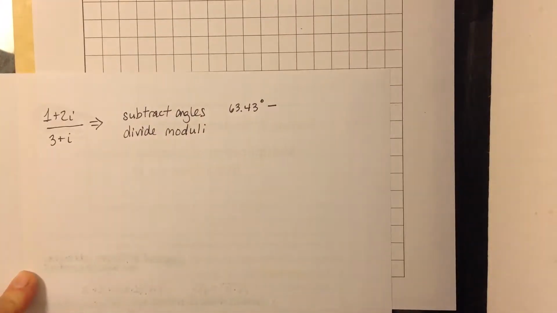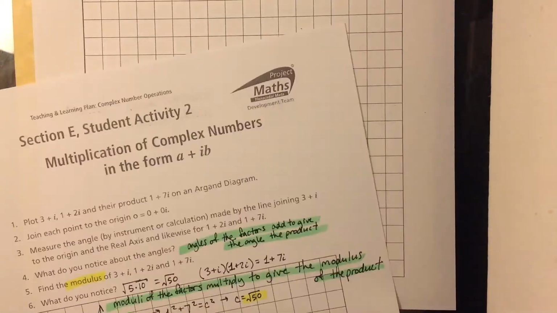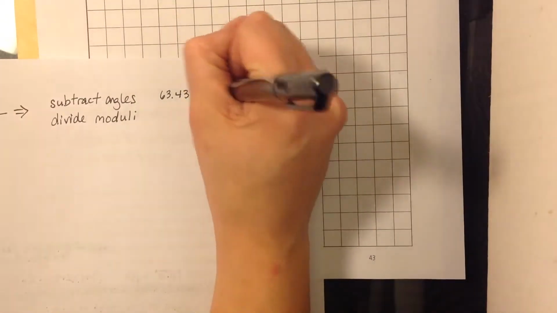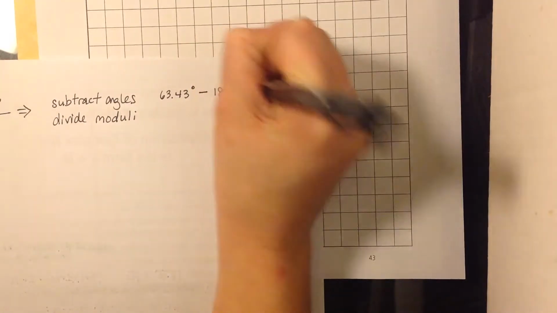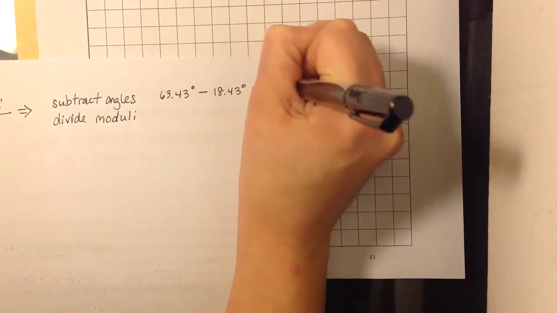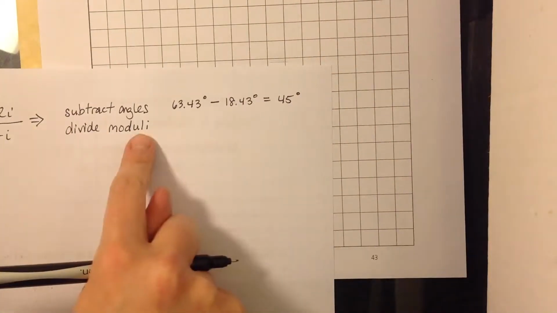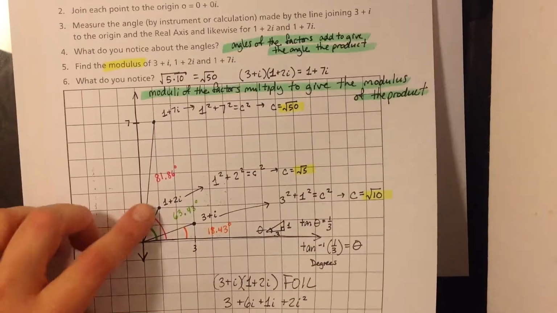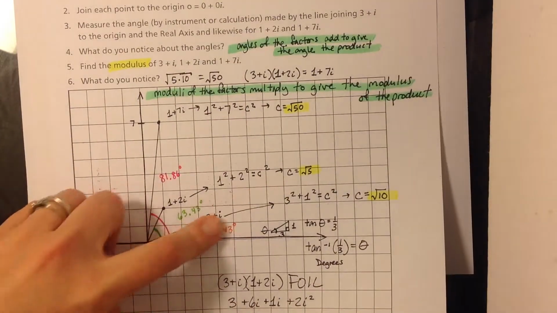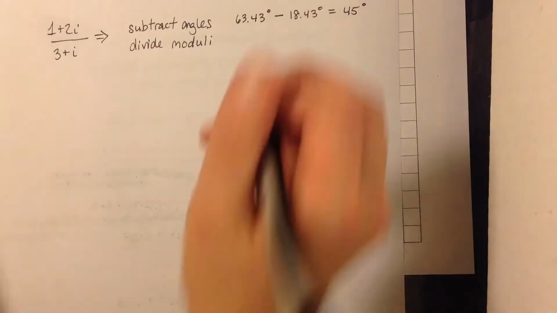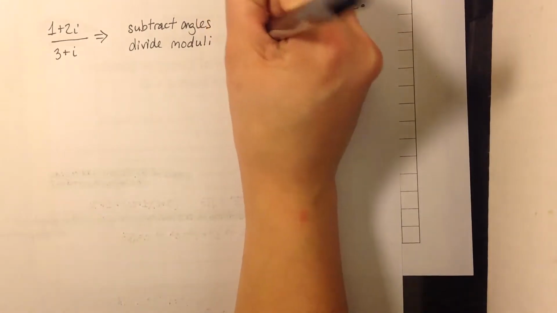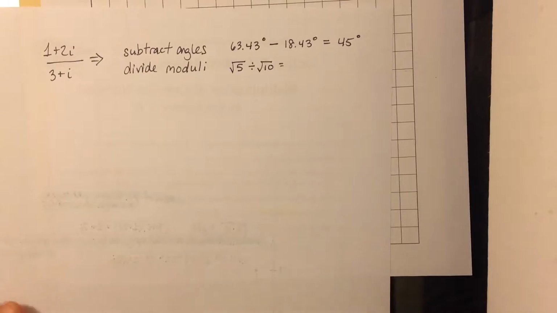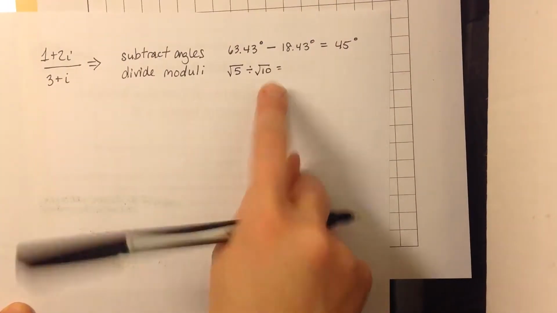I'm suggesting we subtract them, subtracting 18/43 right there, which would give me a nice 45-degree angle. And I'm suggesting we divide the moduli. So the modulus of 1 plus 2i was the square root of 5, and the other was the square root of 10. So that would be the square root of 5 divided by the square root of 10, which I can simplify to the square root of 1/2, 5 divided by 10.